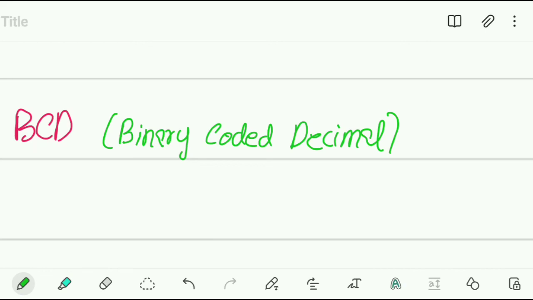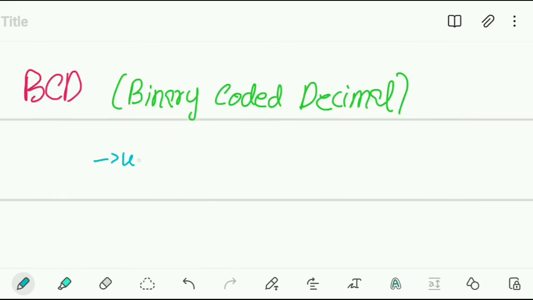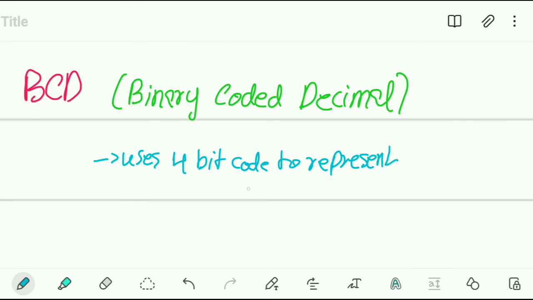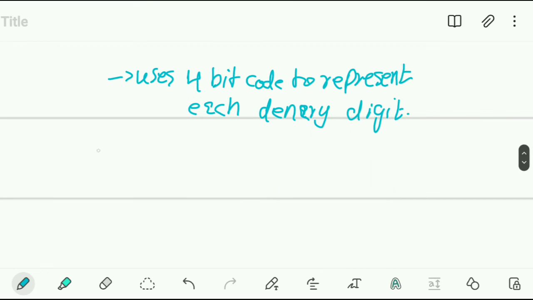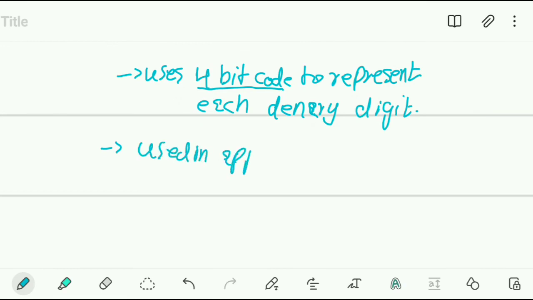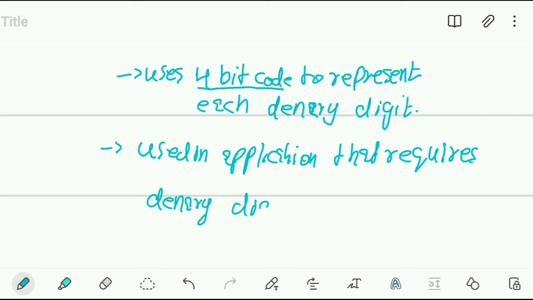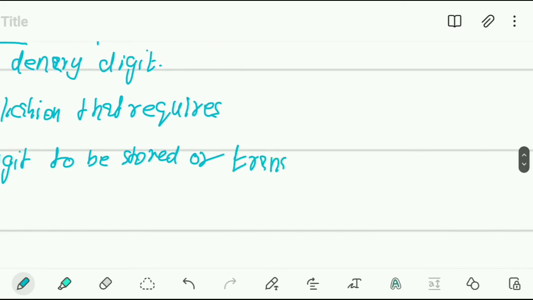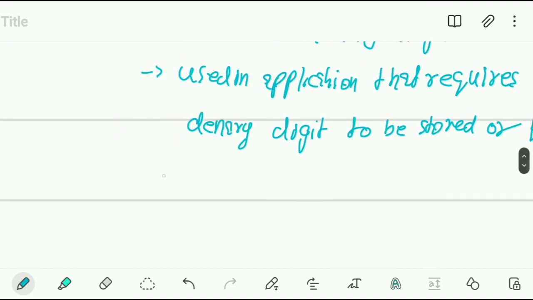BCD uses a 4-bit code to represent each Denary digit. It uses a nibble, and it's used in applications that require Denary digits to be stored or transmitted. Okay, it uses a nibble to represent a Denary digit.